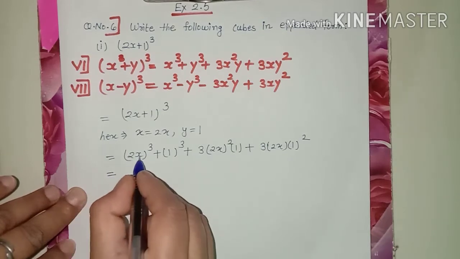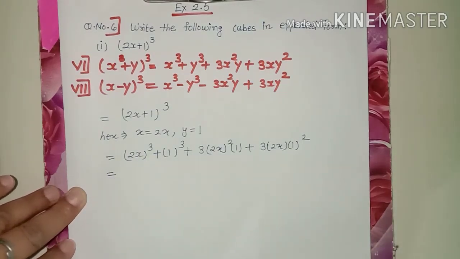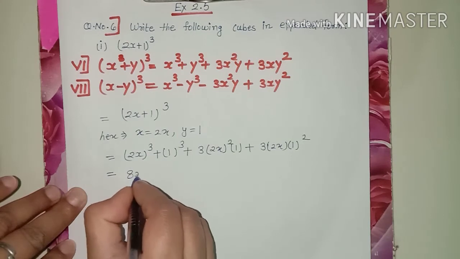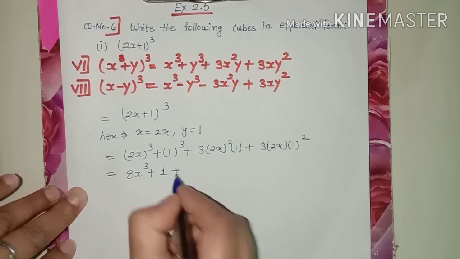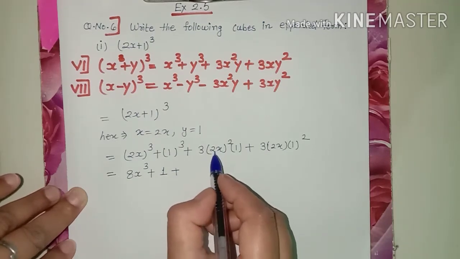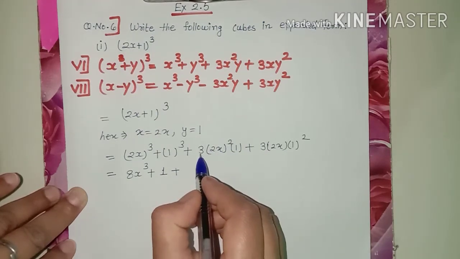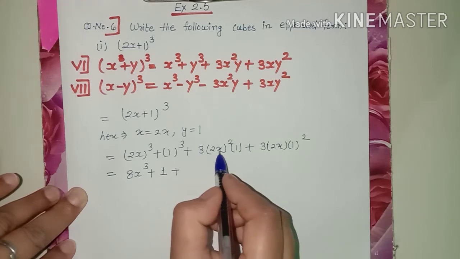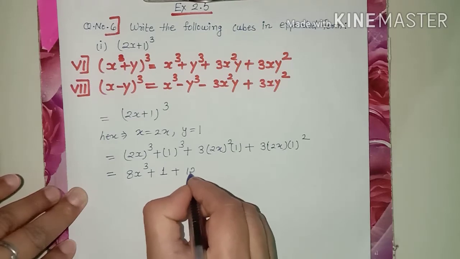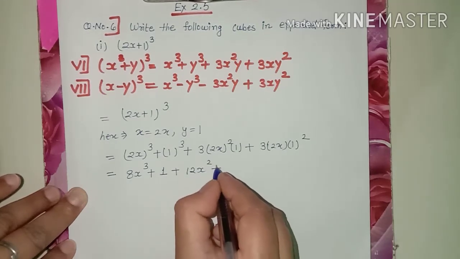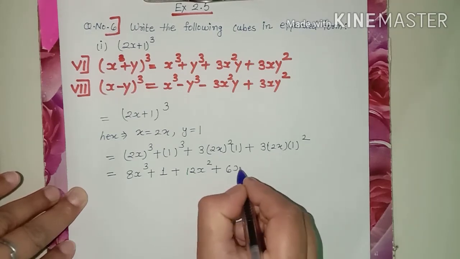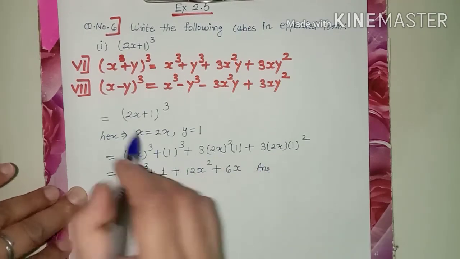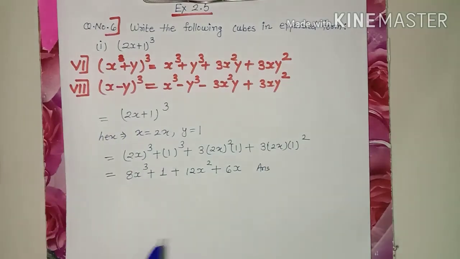Simplify this. 2x whole cube, 2x into 2x into 2x, what we will get? We will get 8x cube, plus 1 cube, it means 1, plus, now we have to simplify this. First we will simplify this square, then we will multiply with this 3. 2x into 2x we will get 4x square, and 4x square into 3 we will get 12x square, plus 1 square, it means 1, we will get 6x, and this is the expanded form of this question.